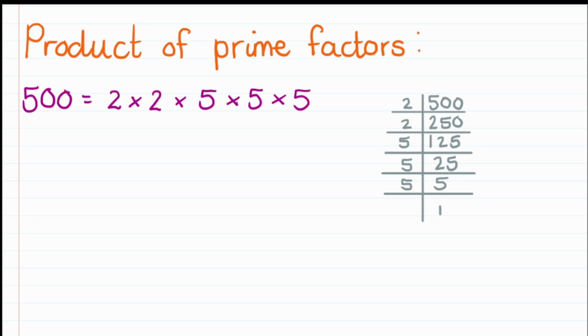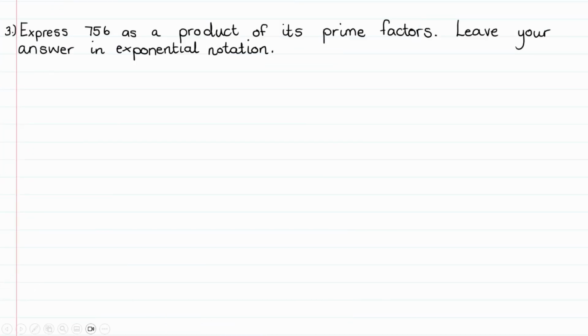But if we were asked to leave this in exponential notation, I would have to take note of the fact that I have 2 number 2s, which is 2 squared, and 3 number 5s, which is 5 cubed, and then I would multiply them together. Pause the video and try this next example. Let's see how you did. Express 756 as a product of its prime factors. Leave your answer in exponential notation.